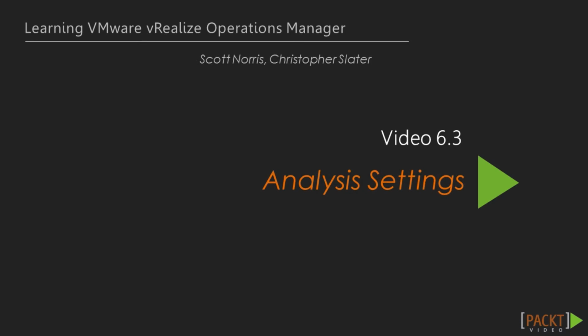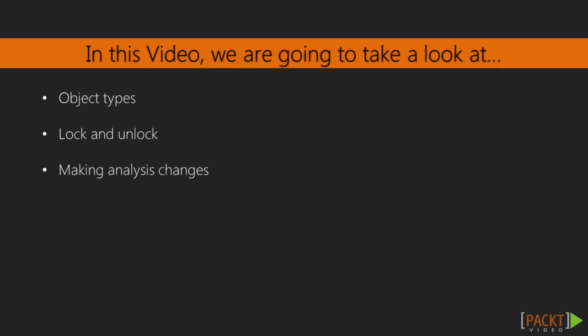In the previous video, we had a look at base and override policies and how they worked with inheritance. In this video, we're going to have a look at analysis settings. This is the next section within creating a new policy, and we're going to have a look at object types, what are available, what unlock and lock mean, and also making changes to specific settings which will impact the analytics that goes on in the background.